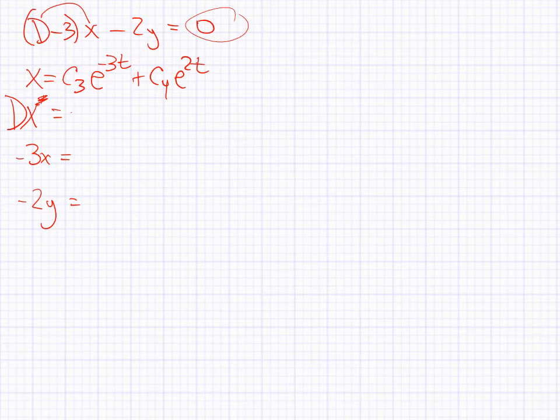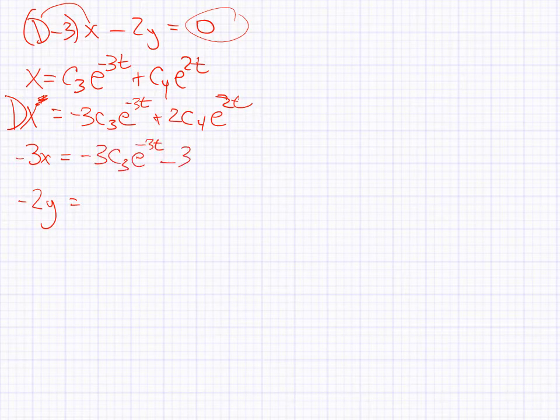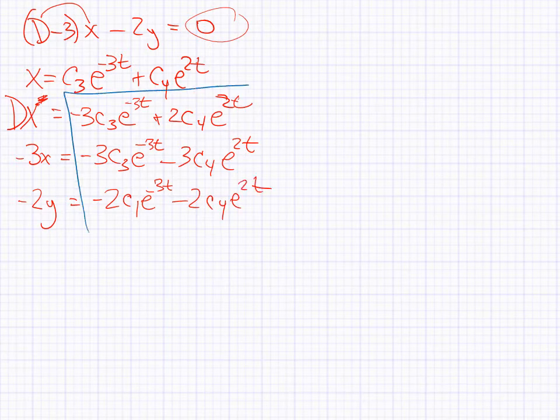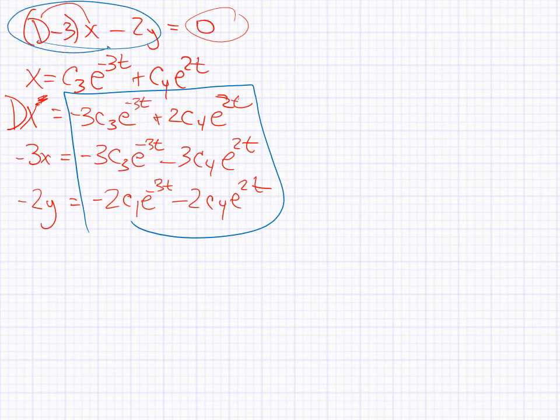So the derivative of x will be negative 3c3 e to the negative 3t plus 2c4 e to the 2t. Negative 3 times x is just negative 3c3 e to the negative 3t minus 3c4 e to the 2t. And negative 2 times y, if you remember what y was, that would be minus 2c1 e to the negative 3t minus 2c4 e to the 2t. So these are the 3 pieces I need. That is this. It should equal 0. So this plus this should equal 0.